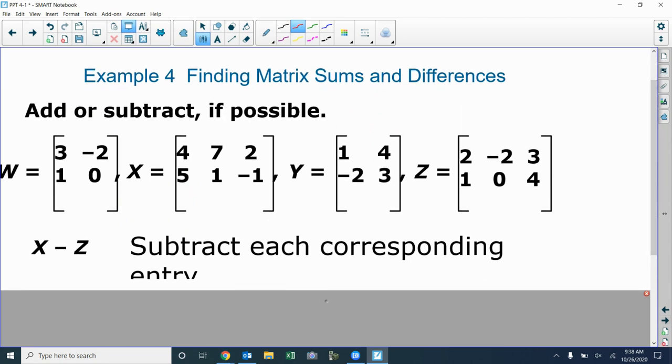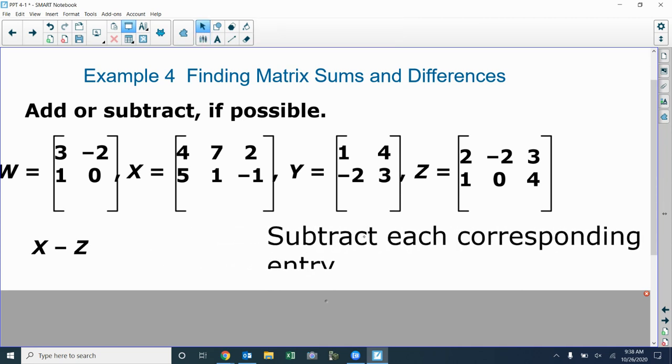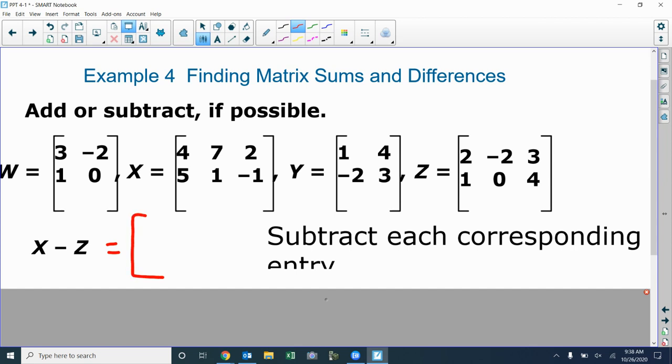X minus Z, can we do it? All right, see what you can do. See how far you get there. X minus Z. It's minus now, so we're going to get the same size. This is a 2x3, adding or subtracting to another 2x3. Subtraction.